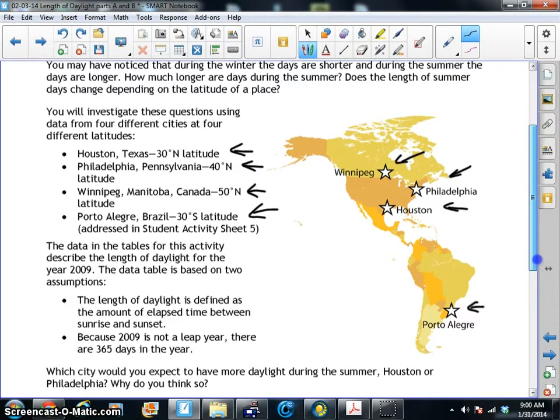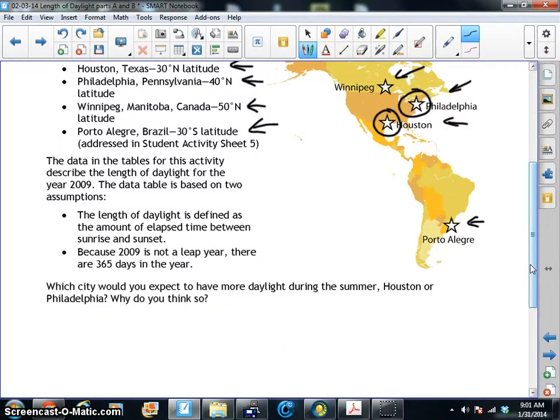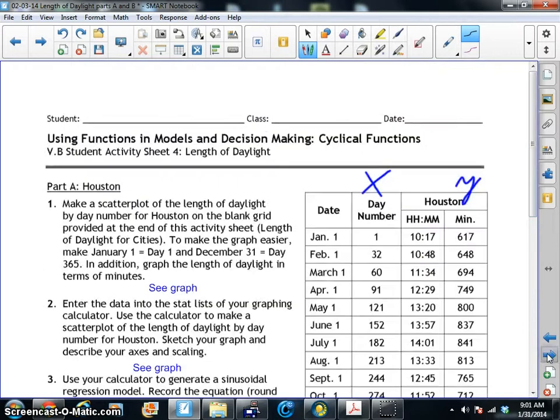And we have a question: which city do you expect to have more daylight during the summer, Houston or Philadelphia? So we're going to take a look at Houston or Philadelphia. Why do you think so, and all this good fun stuff. We're going to be exploring that later on.